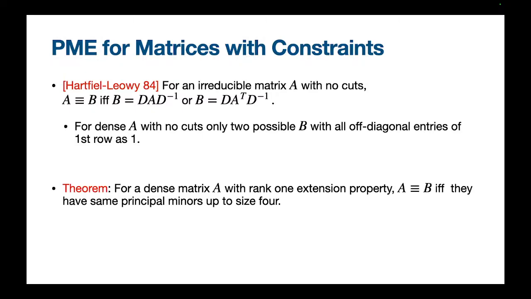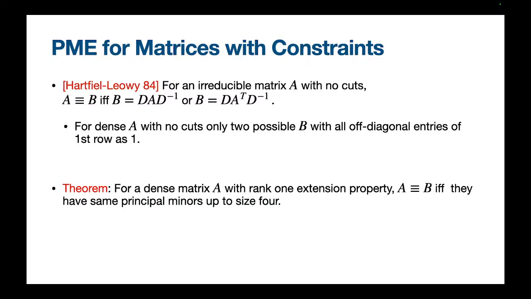This is another result we show in our current paper. We show that for a matrix A which is dense and has this rank 1 extension property, another matrix B has the same principal minors if and only if they have the same principal minors up to size 4. So we don't have to check all principal minors, we just have to check principal minors up to size 4. That is enough to say whether another matrix B has the same principal minors as A or not.